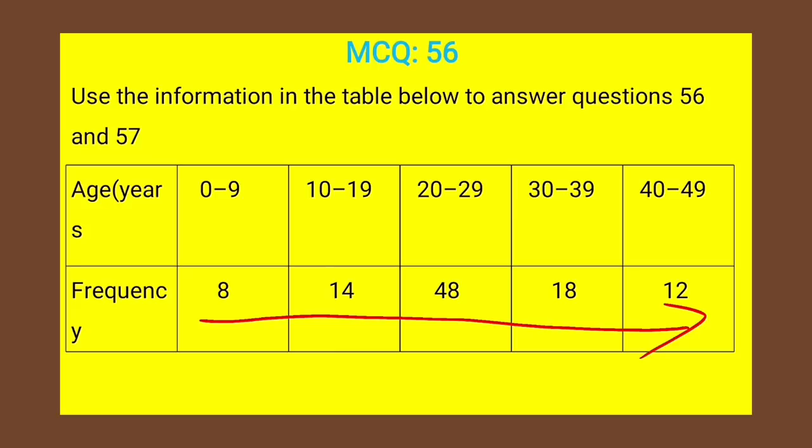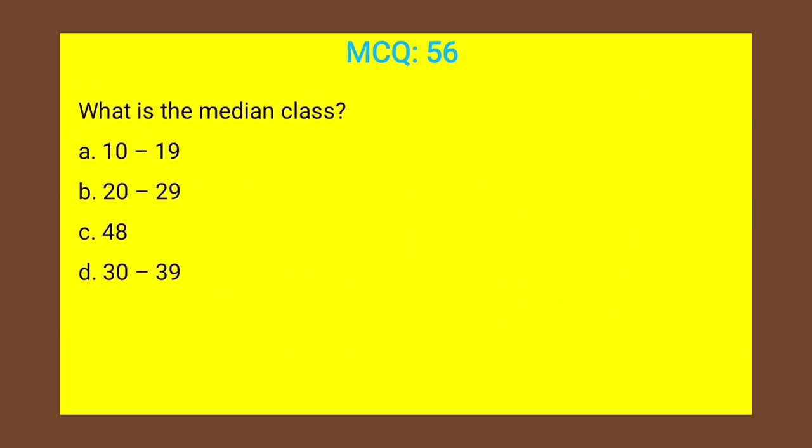So here, when I add 8 plus 14, I get 22. So the 50th position is going to be in the class of what? 20 to 29. It's going to be in this class, that is the third class. Take note of that. So my median class is what? B, that is 20 to 29.